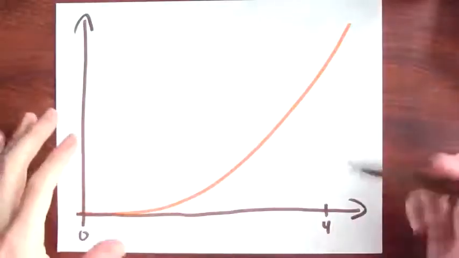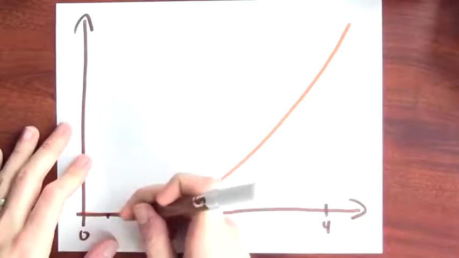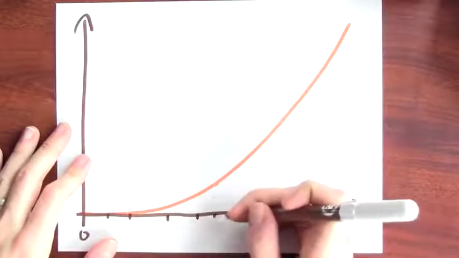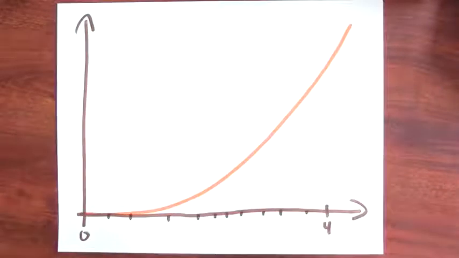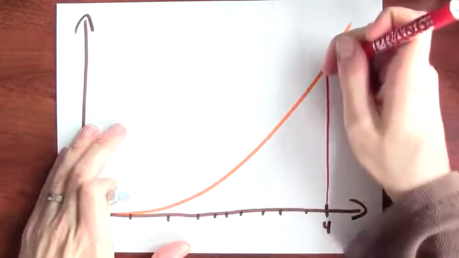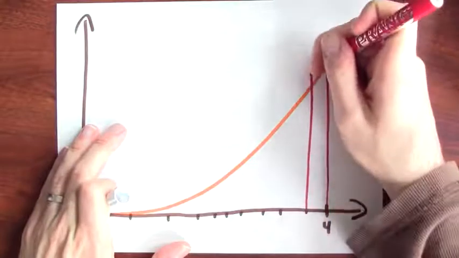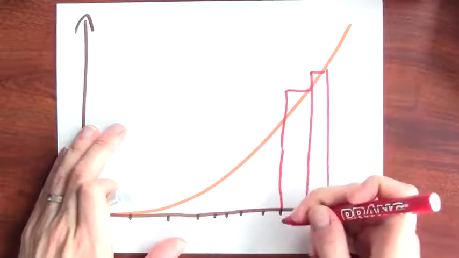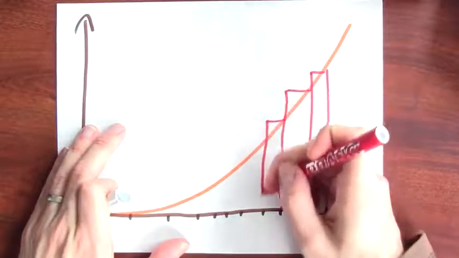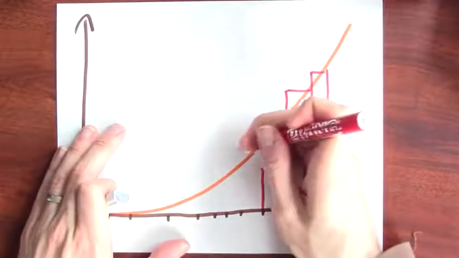I can also overestimate the curved region's area. I could cut this interval from 0 to 4 into a bunch of small intervals and then choose the right endpoint of each of these intervals to do my sampling at, and then build this sort of skyscraper picture, again sampling at the right hand endpoint of each of my little tiny subintervals.